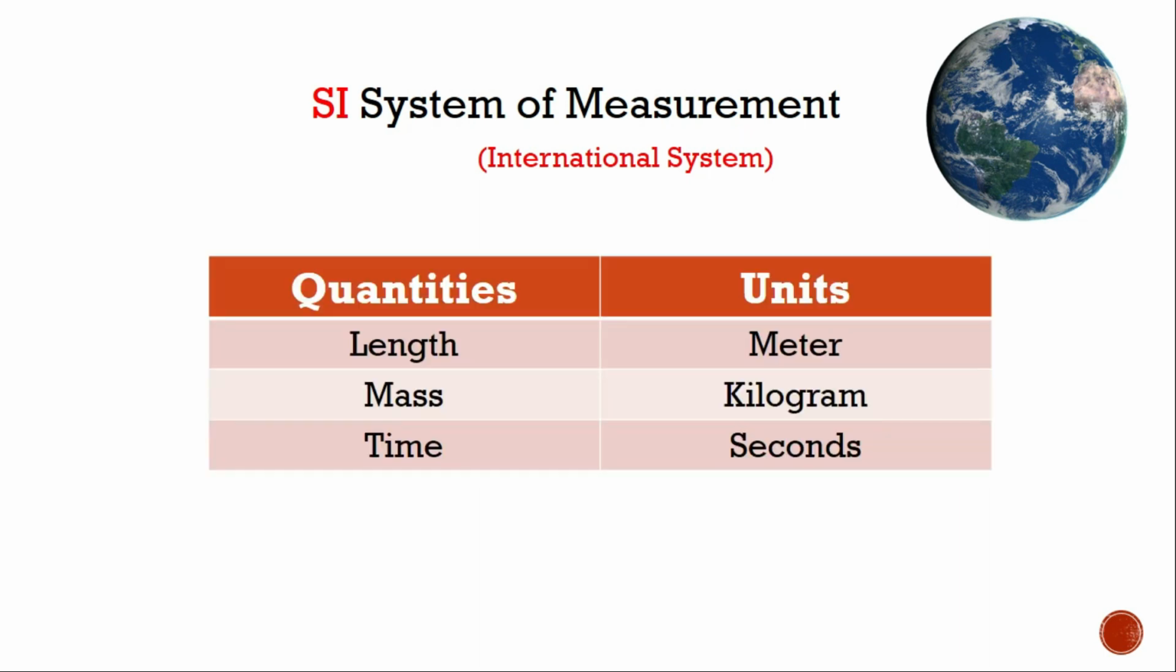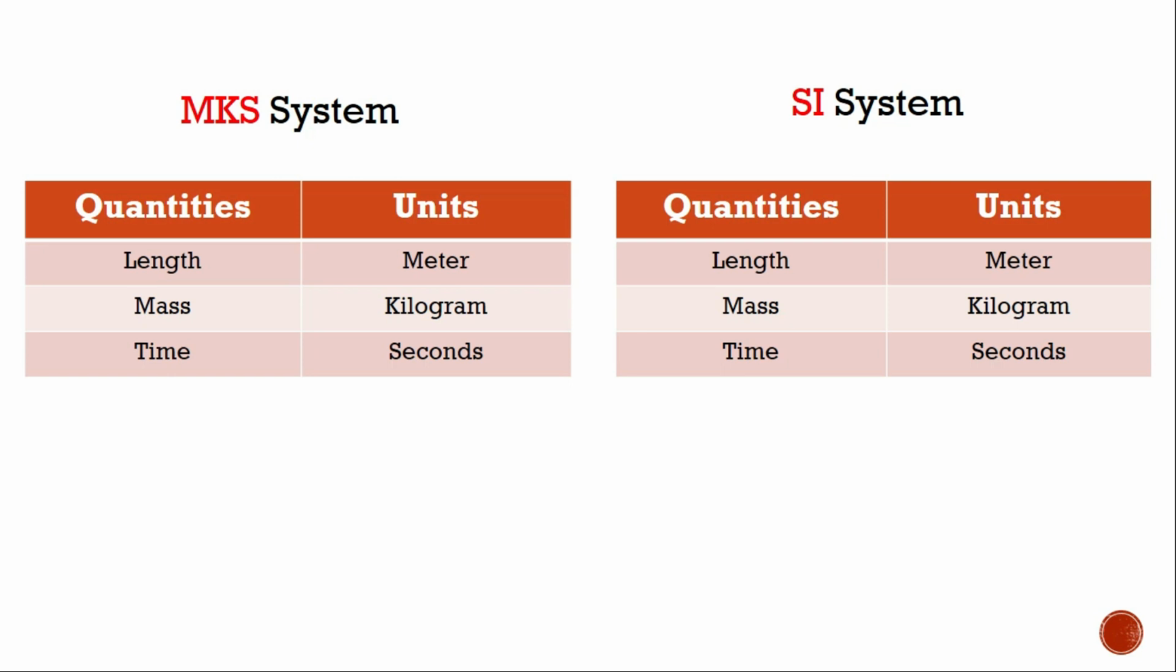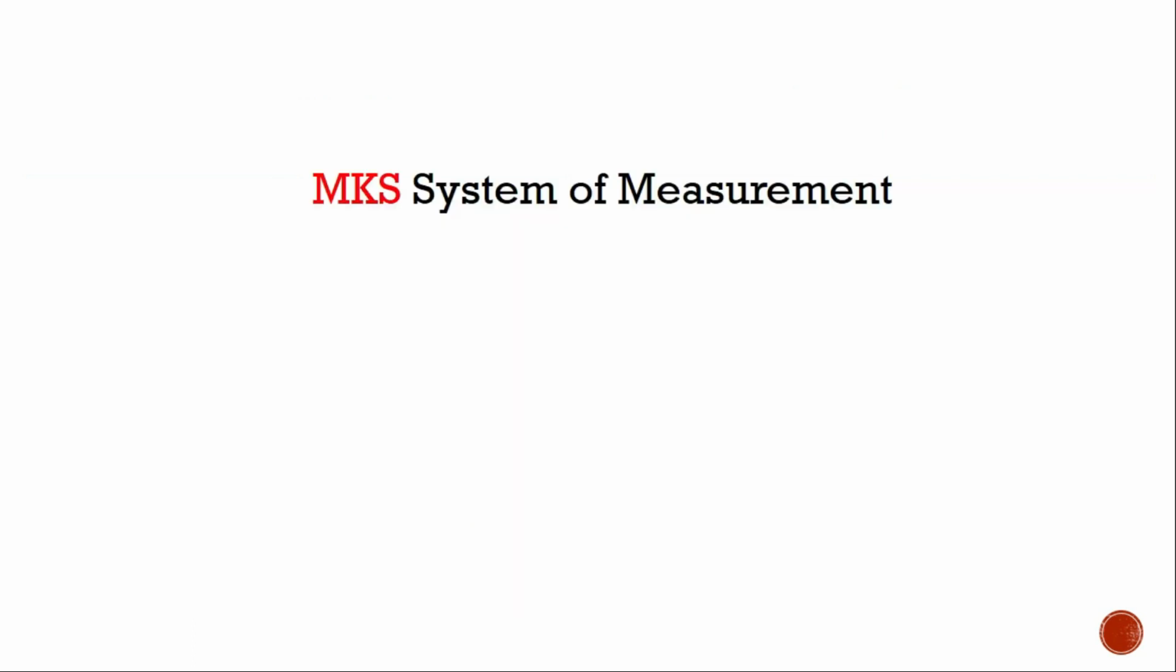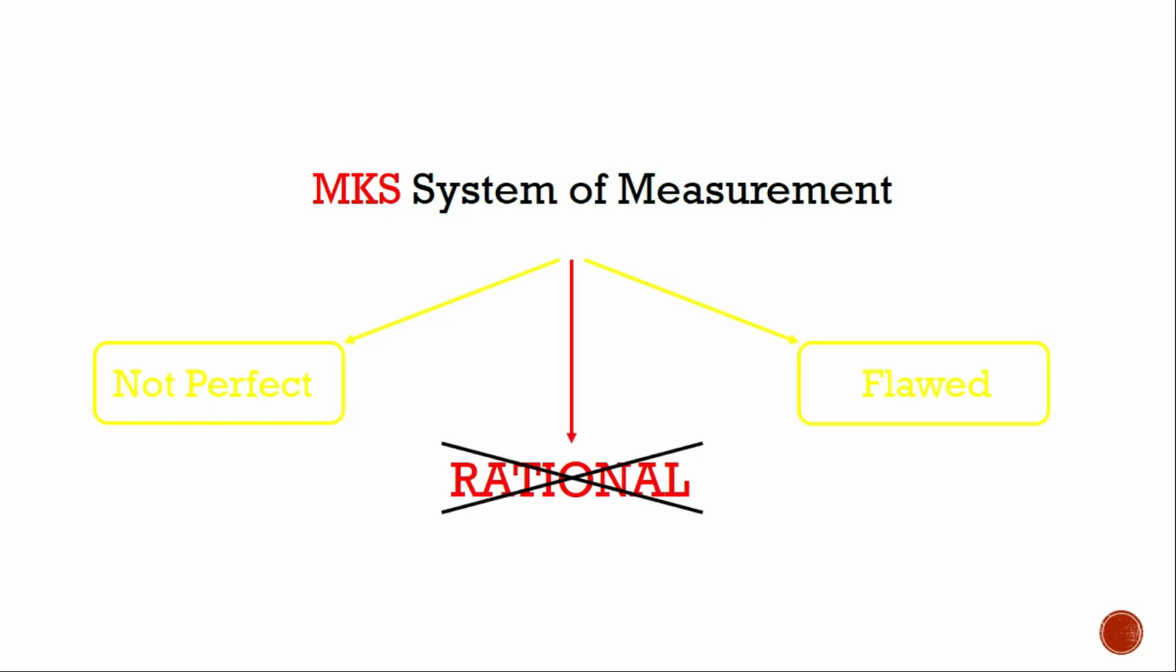In this system, we measure length in meter, mass in kg, and time in seconds. Now, if you see, this system is quite similar to MKS system that we studied earlier, where we measure length in meters, mass in kg, and time in seconds as well. And this is because the SI system is actually an extended or advanced form of MKS system itself. If you remember, earlier I said that MKS system was not perfect and had its own set of flaws. So the main problem with this system was कि it was not rational.